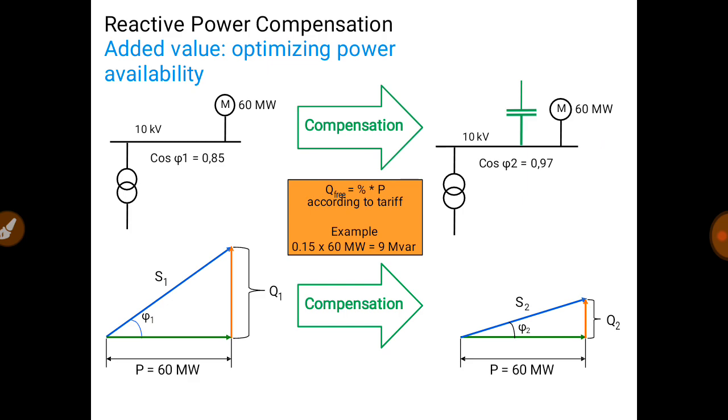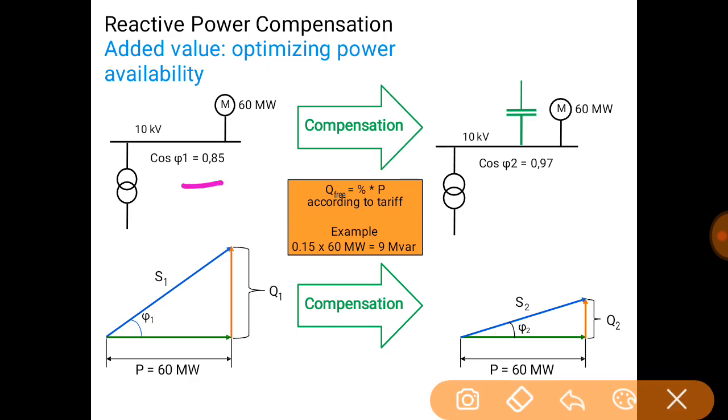A motor of 60 megawatt, 10 kilovolt line is connected with a power factor of 0.85. The second line is connected with the same load, same voltage, and a power factor of 0.95. This means this power factor is higher than the first. Cos phi 1 is less than cos phi 2.